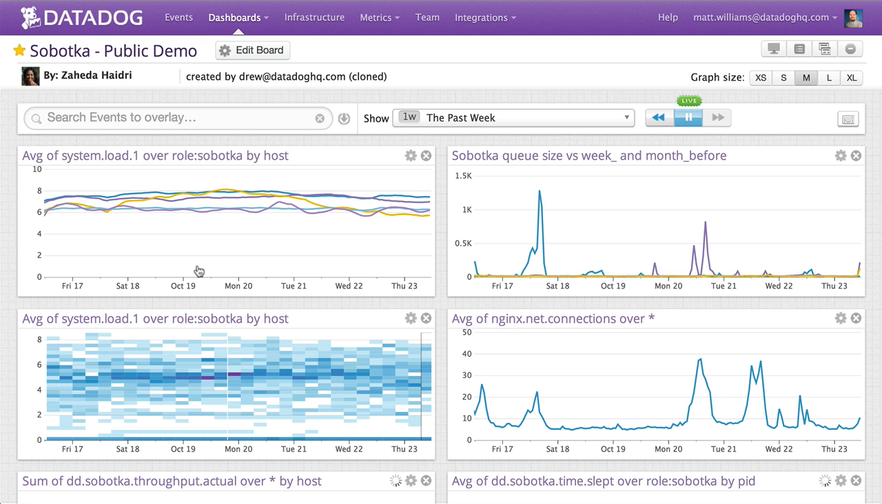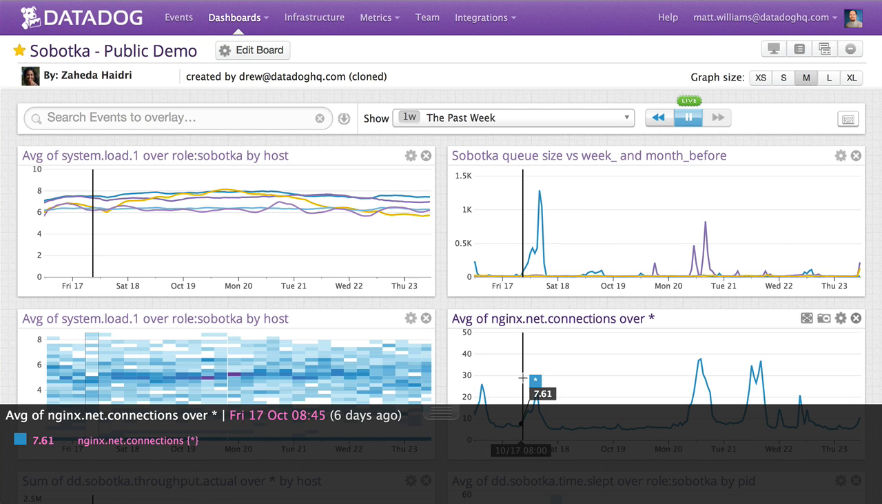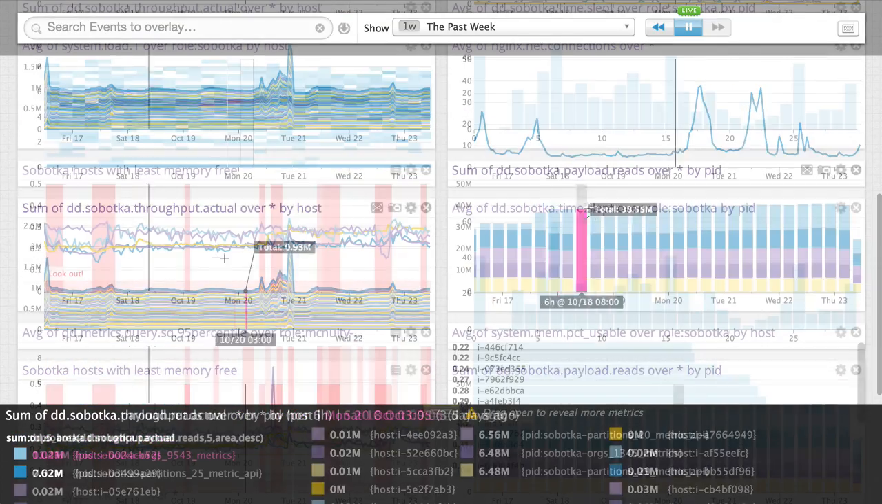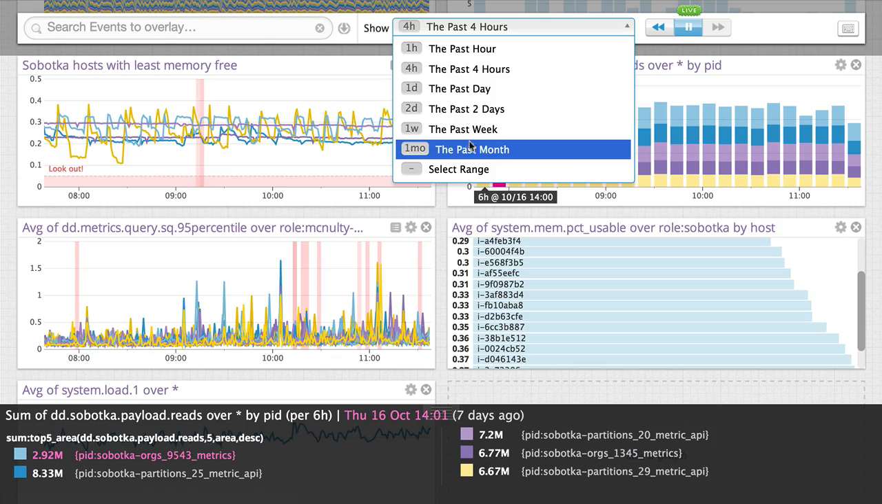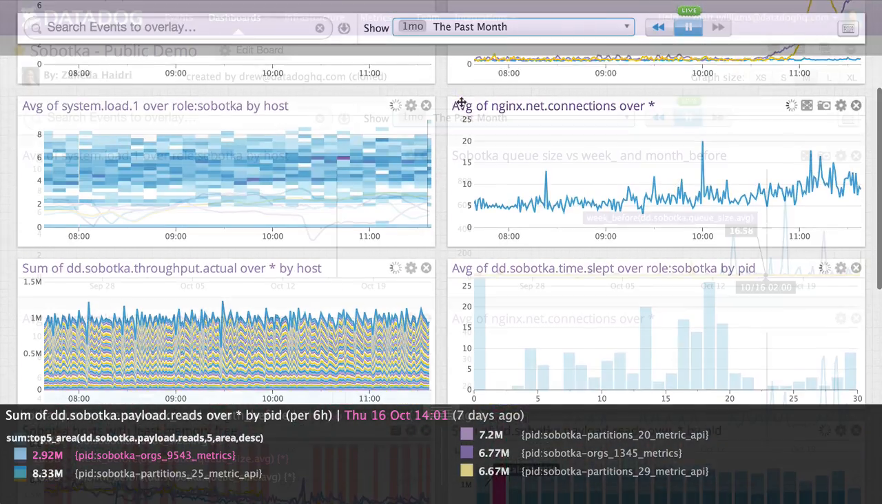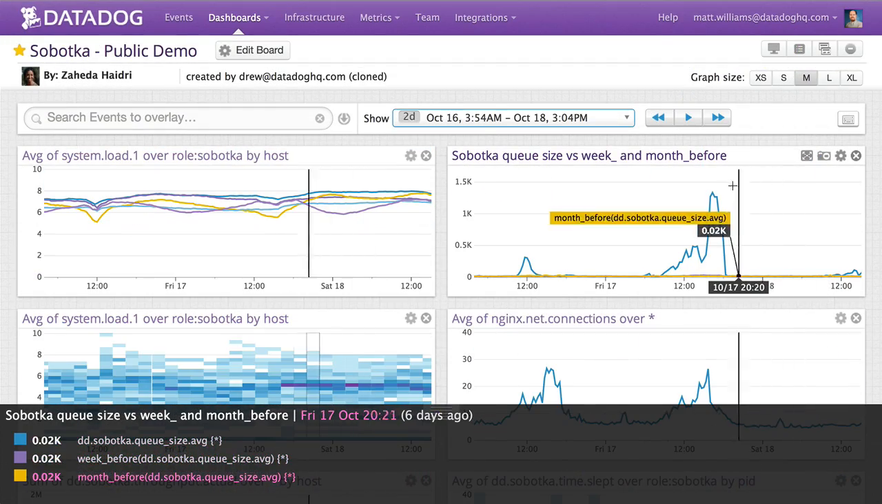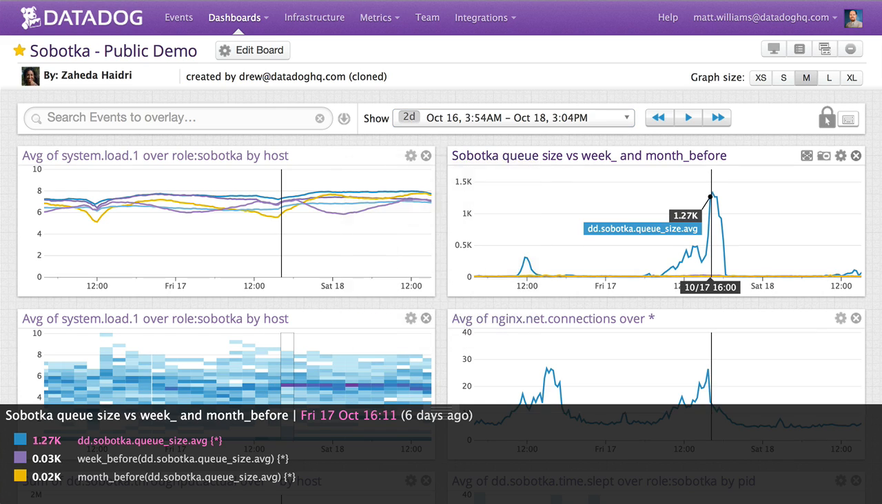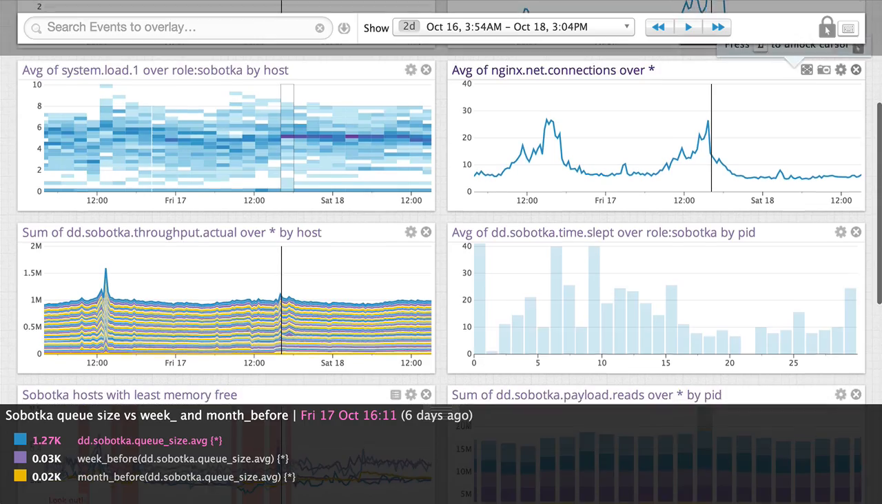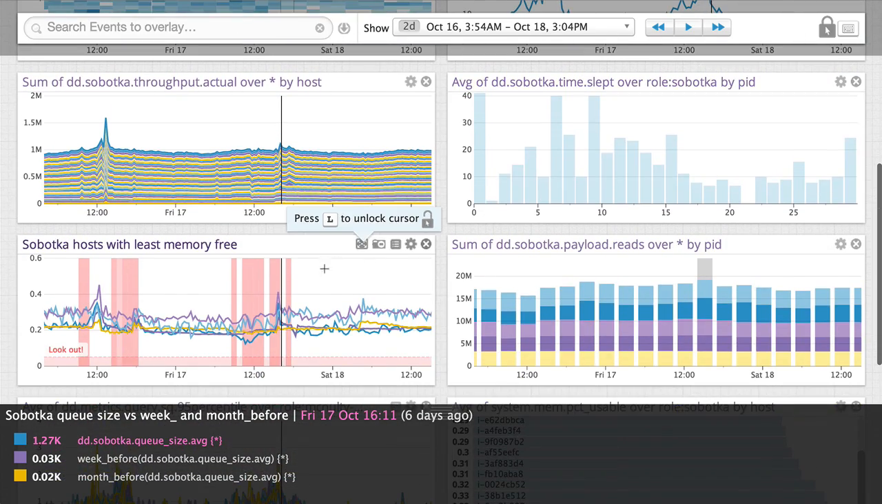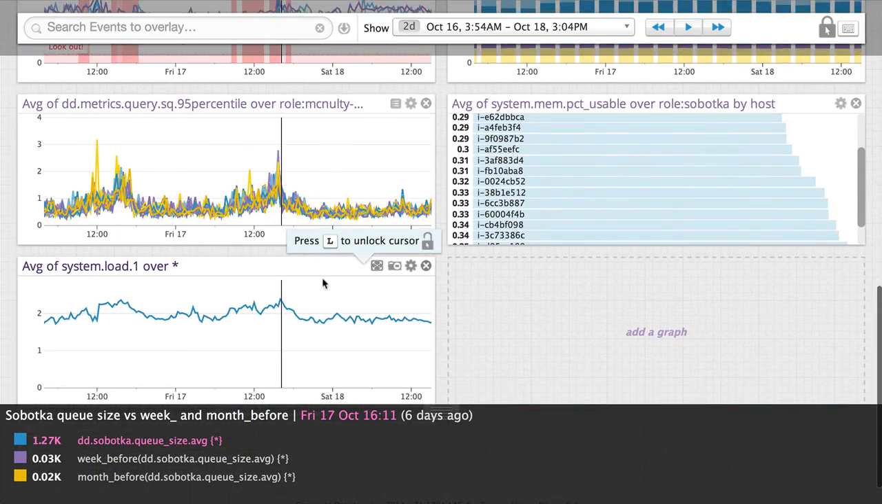On this dashboard, we can understand the current health of sobotkas, which is a type of machine configuration we use internally here at Datadog. I can see load, connections, throughput, reads, and more over the last week. I can go back a week or more, narrow the time frame, even zoom in on a small time period. When I find something interesting, I can see what else happened at that moment to try to find out the cause. Note that this is a Linux system on AWS.